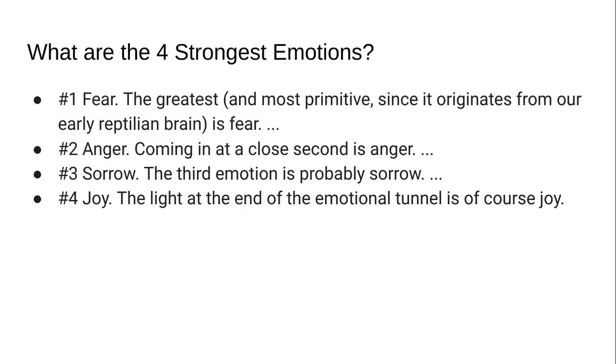So what are the top four strongest emotions? Top one is fear, which is the greatest and most primitive, since it originates in our early reptilian brain. Top two is anger, coming in a close second. Top three is sorrow. And four is joy, the light at the end of the emotion tunnel.